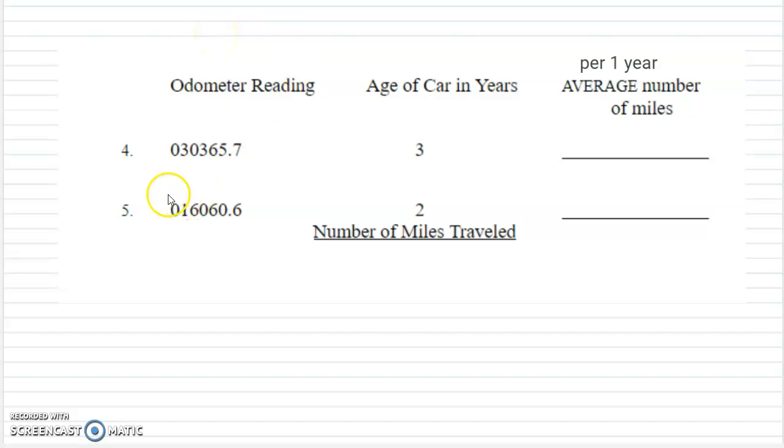Questions 4 and 5 look just like number 2, so I'm going to give you a second. You can pause the video, try them for yourself, and then when you're ready, hit play to check your answers. So you should have realized that you had to divide for both of these questions. So I'm taking my total miles, dividing it by the number of years to get my final answer. For number 4, it should have been 10,121.9 miles, and number 5 should have been 8,030.3 miles.